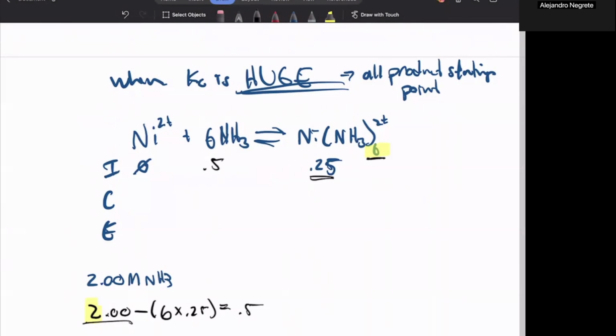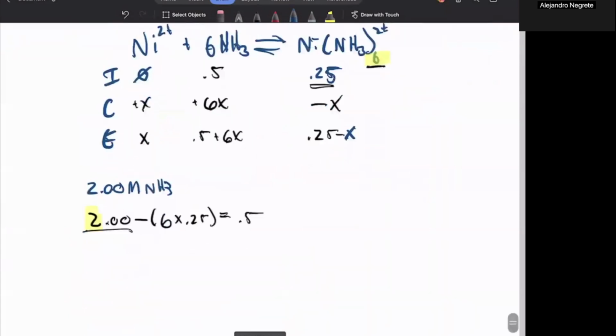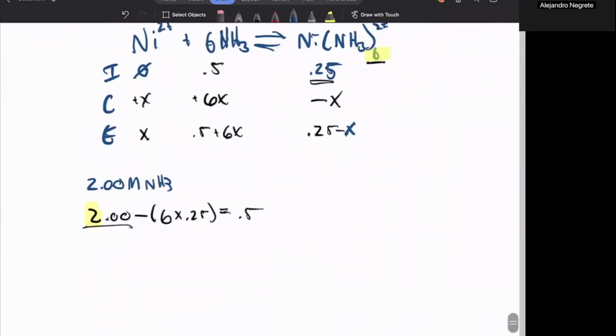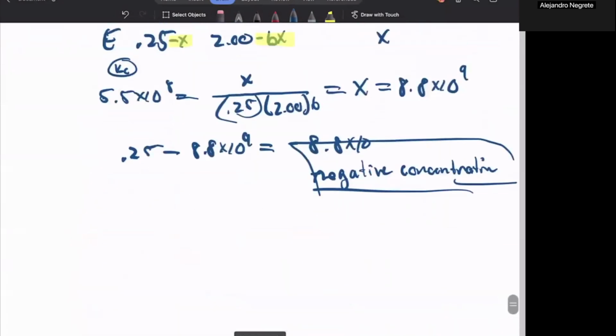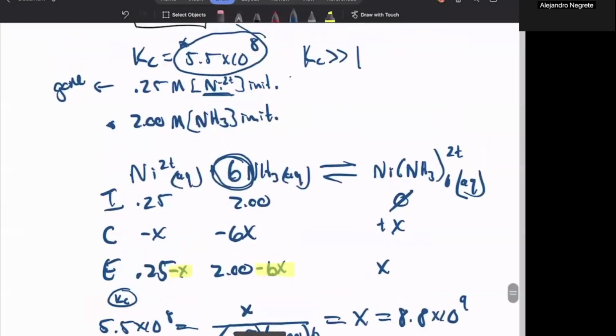here. Our change here is going to be negative x. This is going to be positive 6x. This is going to be x. So here we have x. This is going to be 0.5 plus 6x, 0.25 minus x. And we do have a huge K sub C, so we're going to be able to ignore some values here. So do they give us our K sub C? 5.5 times 10 to the 8th.